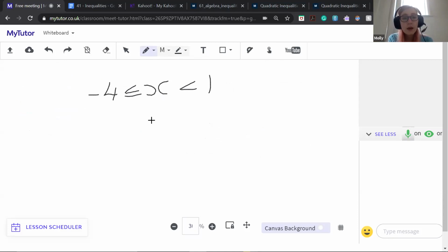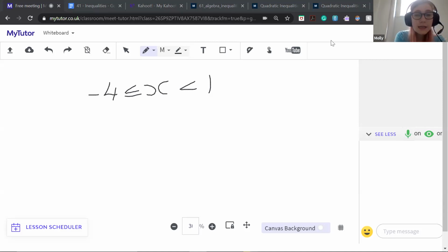Someone said, does a closed circle mean the number is equal to or less than? Yeah, exactly right. Closed circle is less than or equal to, open circle is just less than, or the other way around, greater than or equal to, greater than. So I'll just give you a bit. It's difficult because I don't know how many people have answered, because obviously you can't type a number line. So I'll go through this one now.